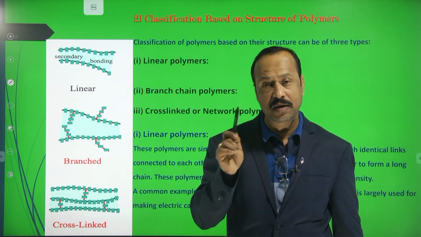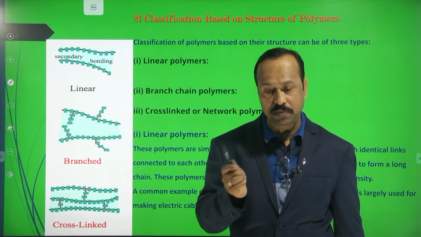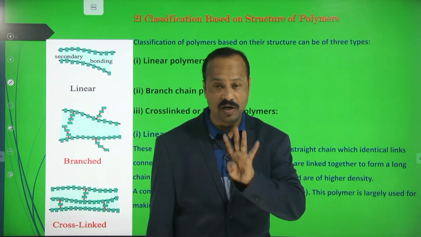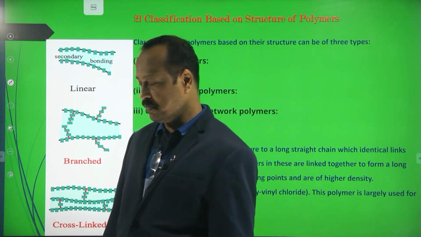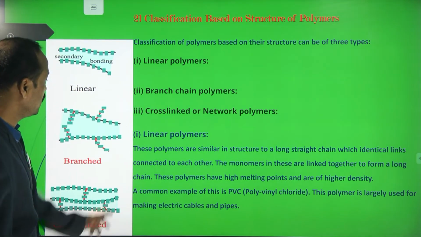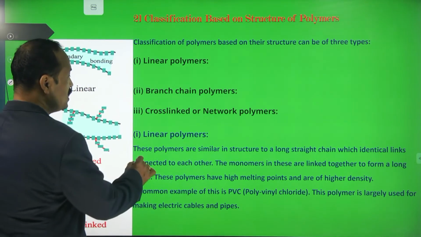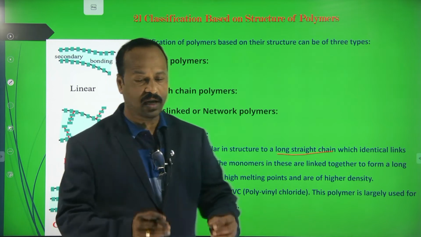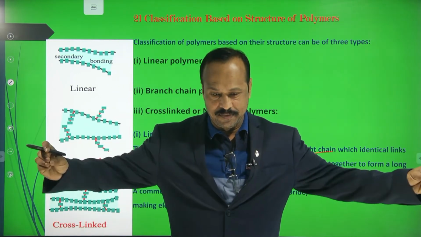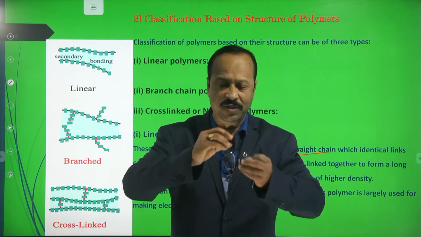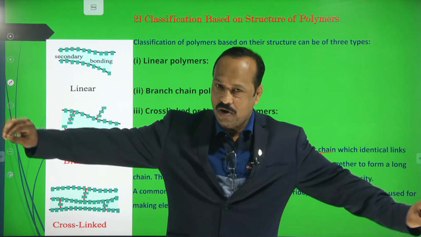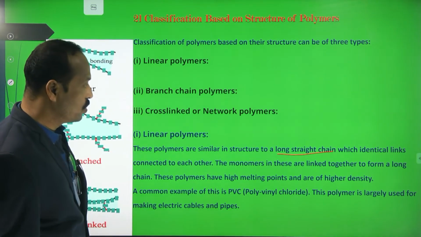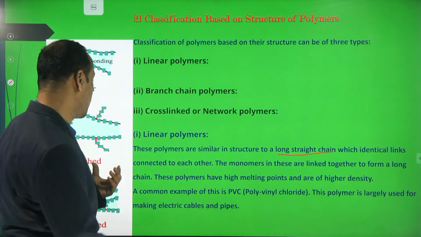Linear, branched chain polymer and cross-linked polymer. So based on the structure, polymers are classified into three types. You can see the picture here very clearly. Let us discuss linear polymers first. These polymers are similar to a long straight chain. Linear means straight. They are bonded one with another and combine with each other to form a long chain-like structure, in which identical links are connected to each other.